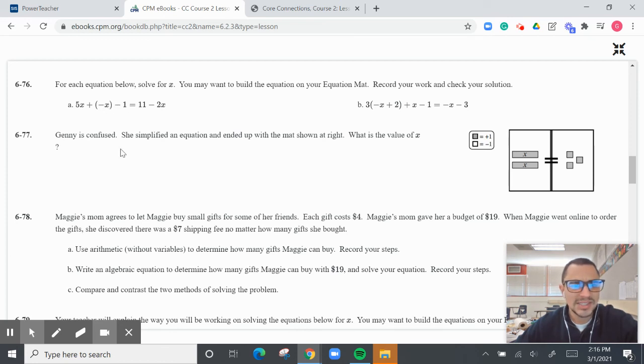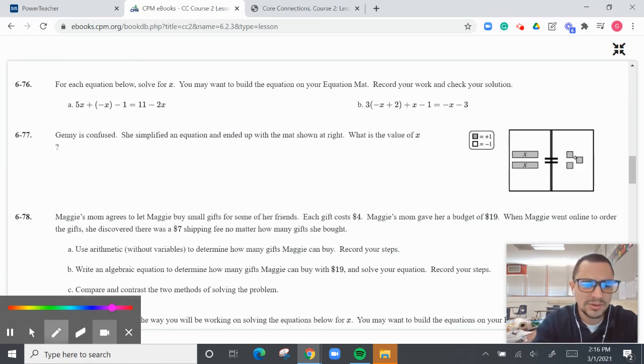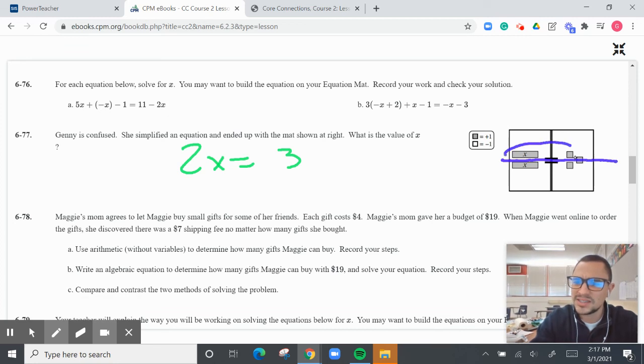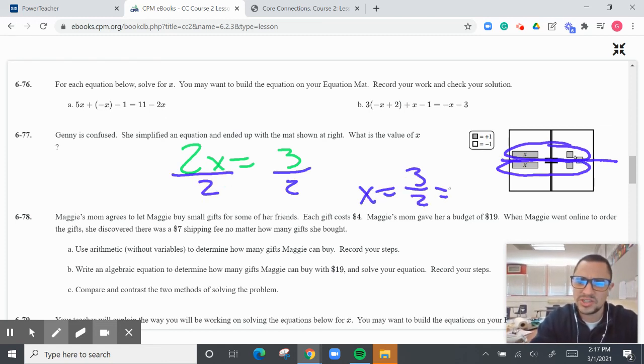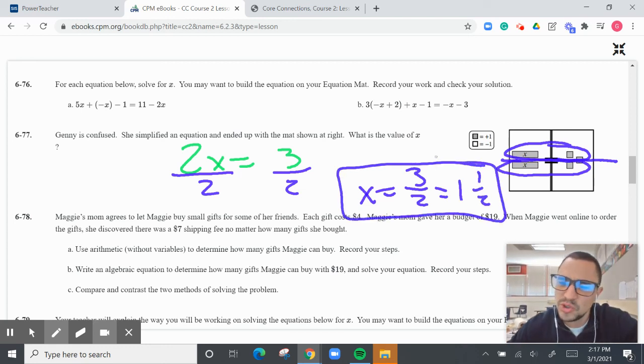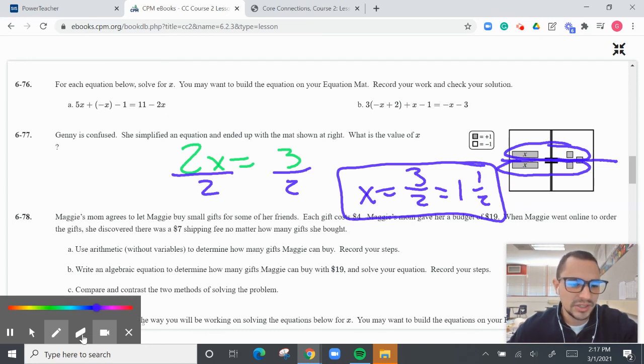6-76 and 6-77. Here, I just want to go over this real quick. If I have 2 x's and 3 1s, what does that really mean? Well, I have 2 x's equals 3. You do the same thing. You want to divide this. So I have x equals 1.5, and another x equals 1.5. So if I divide by 2, x equals 3/2, which equals 1 and 1/2. That's the value of x. So you can have fractions and decimals. Just want to let you know that.